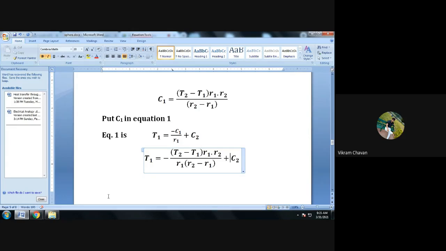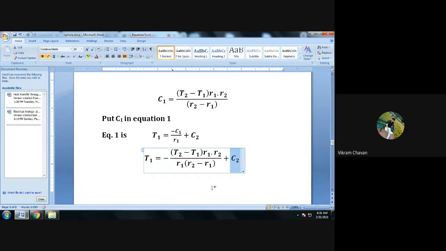T1 is equal to minus, in the numerator inside the bracket (T2 minus T1) multiplied by R1 multiplied by R2, divided by R1 into bracket (R2 minus R1), plus C2. Now what is our aim? Our aim is to determine C2.